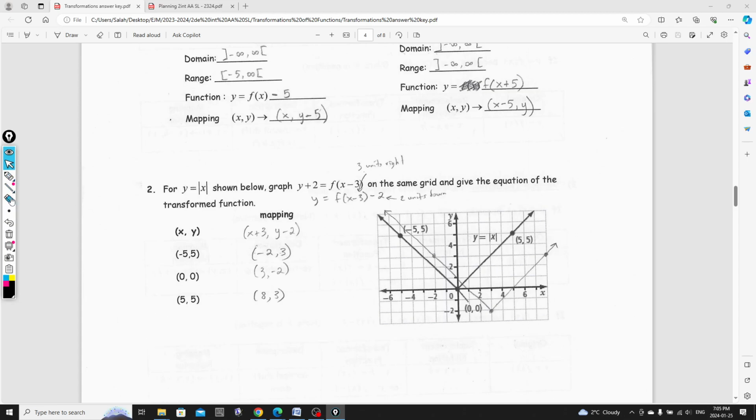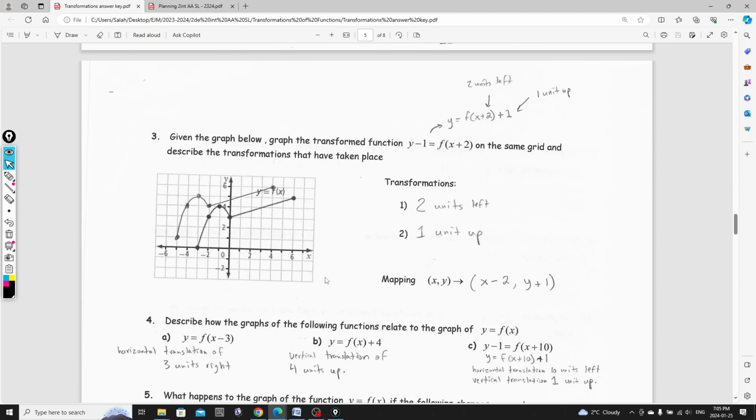Okay, moving on to question number 3. For question number 3, given the graph below, graph the transformed function y minus 1 equals f of x plus 2 on the same grid and describe the transformations that have taken place. Again, as soon as you see something in this format, isolate y. It's going to make it so much easier for you to see what's happening with the vertical translation. When I isolate y, I add 1 on both sides. So I end up with f of x plus 2 plus 1.